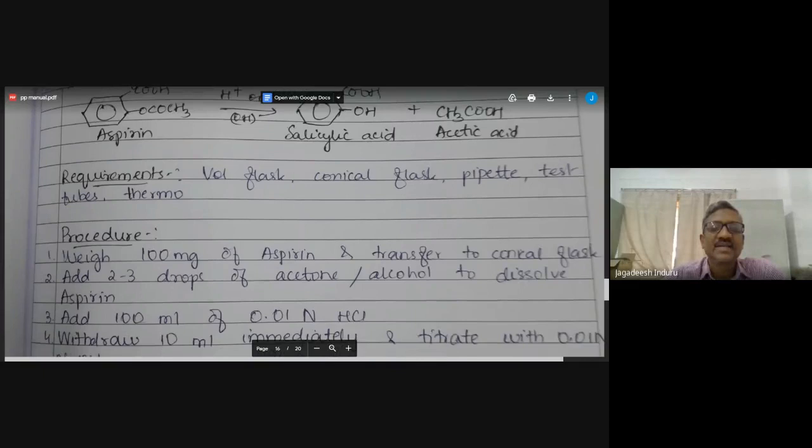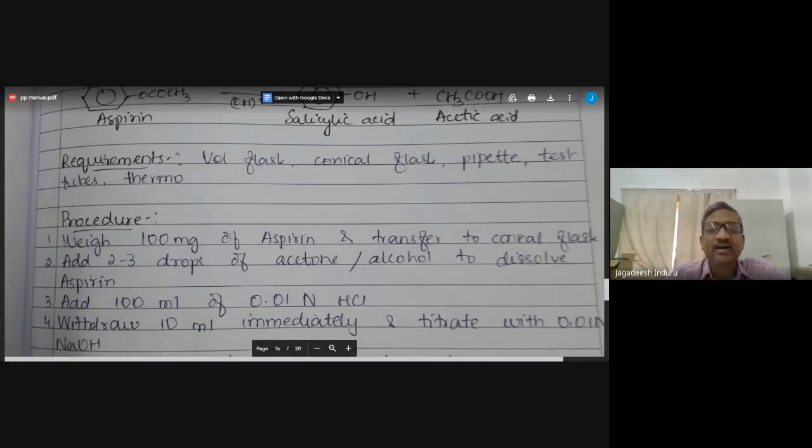We weigh 100 mg of the aspirin and transfer it into the conical flask, and we add 2 to 3 drops of acetone or alcohol to increase the wetting. We have already seen that if it does not get wet, it will tend to float on the water. So we make it wet by adding acetone or alcohol. It will not cause any damage to the aspirin because it is not reactive to it, and it will dissolve the aspirin, making it wet.